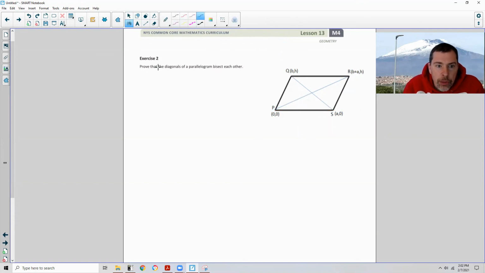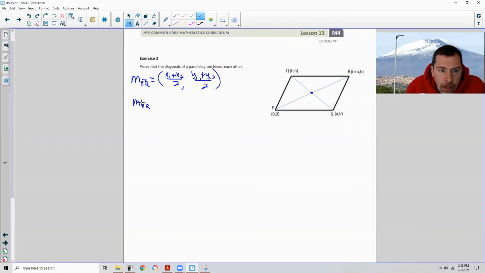All right, so anyhow, it says prove that the diagonals of a parallelogram bisect each other. In other words, this point here is going to be the midpoint of QS and the midpoint of PR. So the midpoint of PR is going to equal, let's just write the formula first: x1 plus x2 divided by 2, comma, y1 plus y2 divided by 2. We'll use this formula because it's easier in this situation.